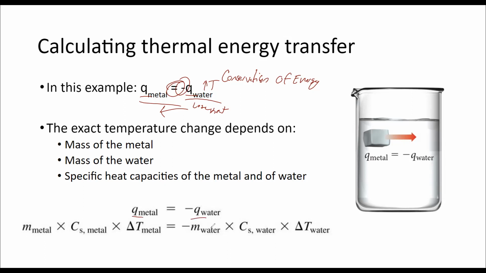And we already know equations for Q. So Q metal is the mass of the metal multiplied by the specific heat capacity of the metal multiplied by delta T of the metal. And that is equal to minus mass of water, CS water, delta T water. Now, in this equation, while we're setting the two heats equal to each other, T final is the same for both the water and the metal. That's because they're in contact, so they're going to reach what is called thermal equilibrium, which is a fancy way to say they have the same temperature, or they will have the same temperature.